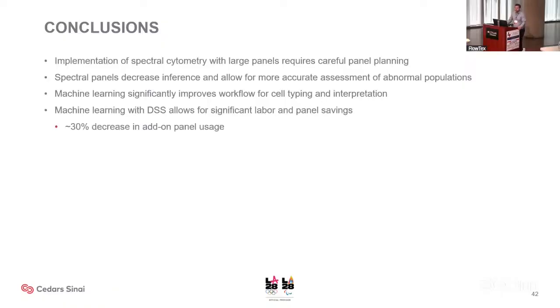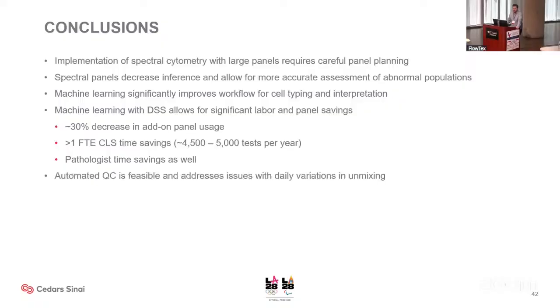And then using that with a decision support system really allowed for significant labor and panel savings for us. So we have about a 30% decrease in add-on usage because of this. We've saved about 1 FTE of time, and we only do about 5,000 tests per year. And this was strictly in the analysis time. And it's not that we let someone go because of this. We have been understaffed for a long time. So this was a nice thing and a very welcome thing for our CLSs. It's also saved a lot of time for the pathologists as well.